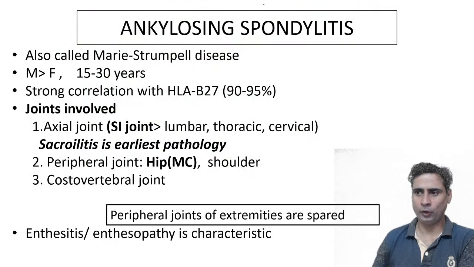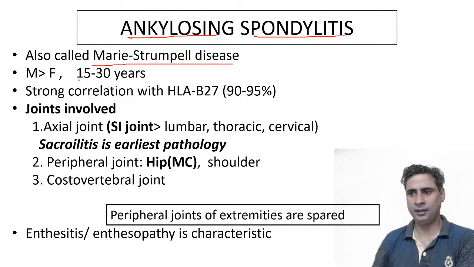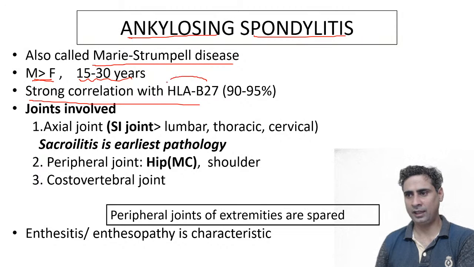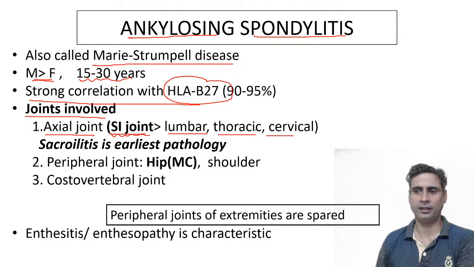Now the final important joint disorder, ankylosing spondylitis, also known as Marie-Strümpell disease, usually seen in young males, and there is a strong association with HLA-B27. It is a primary disorder of the axial skeleton, and the most common joint involved is the sacroiliac joint, followed by spine: lumbar, thoracic, cervical.